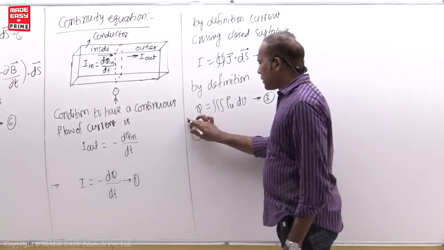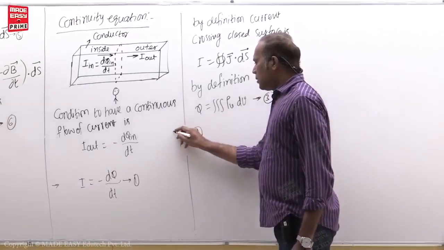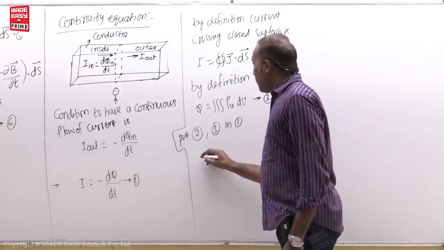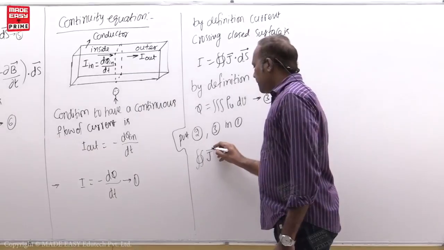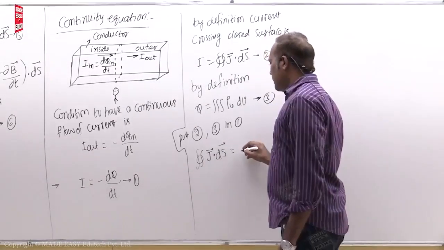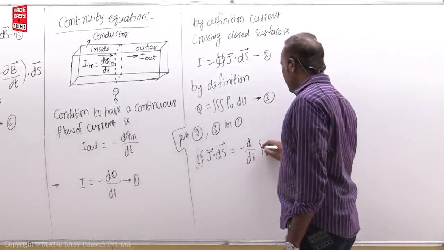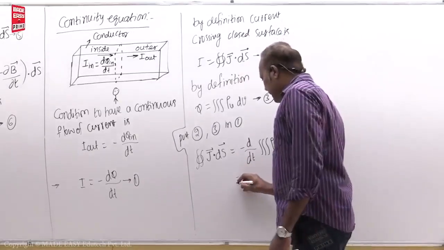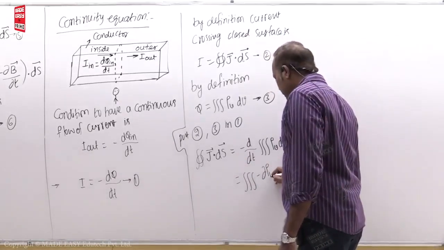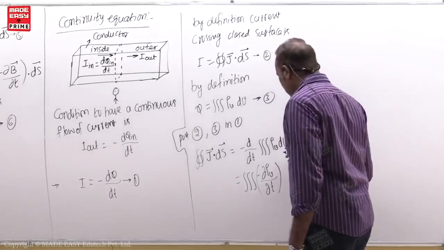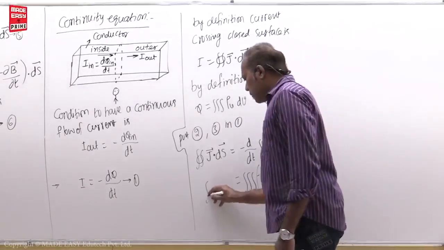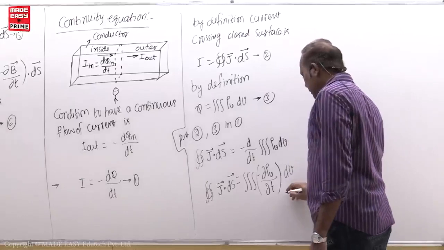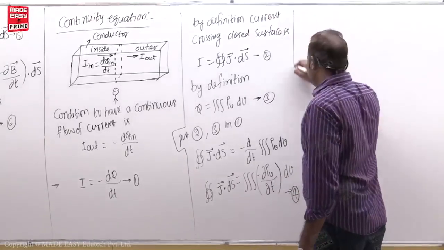Substitute equations 2 and 3 in equation number 1. Now that becomes double closed integral J bar dot ds bar is equal to minus d by dt triple integral rho v dv. Now this becomes triple integral minus dou rho v by dt dv. So this one, double closed integral J bar dot ds bar, this is equation number 4, students.